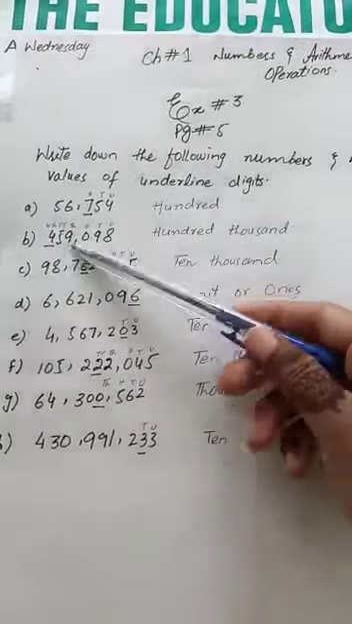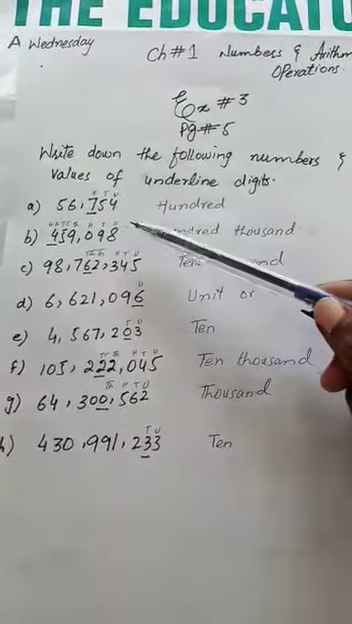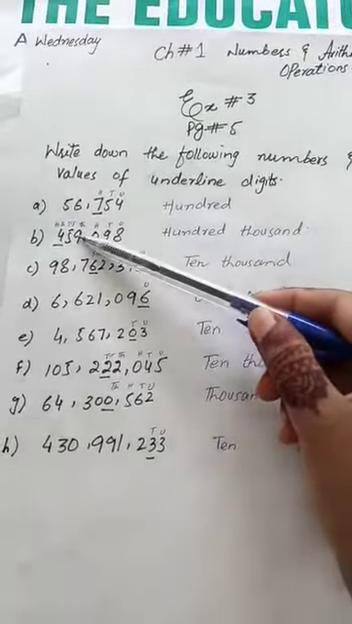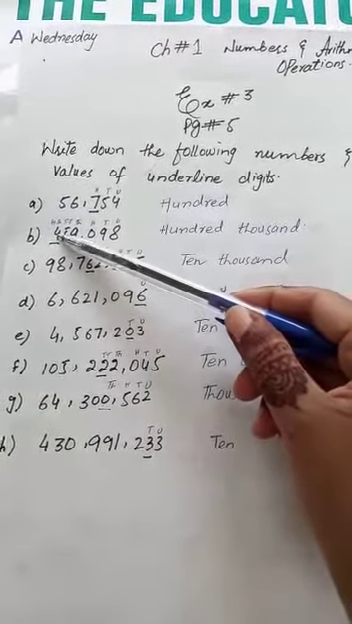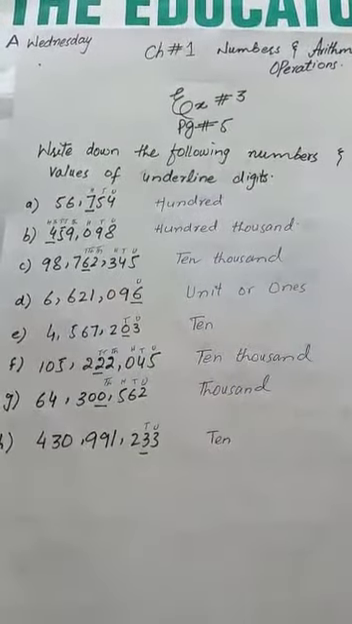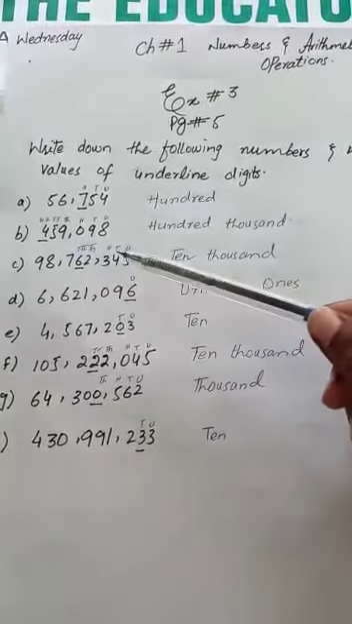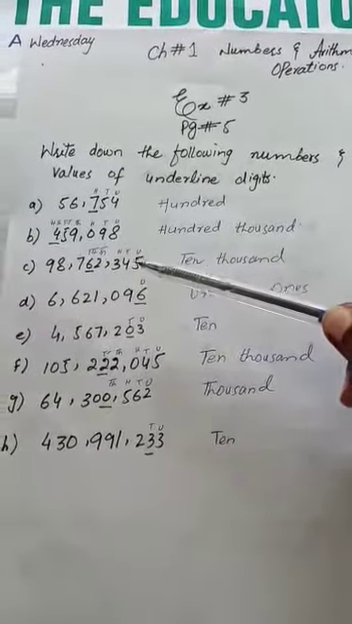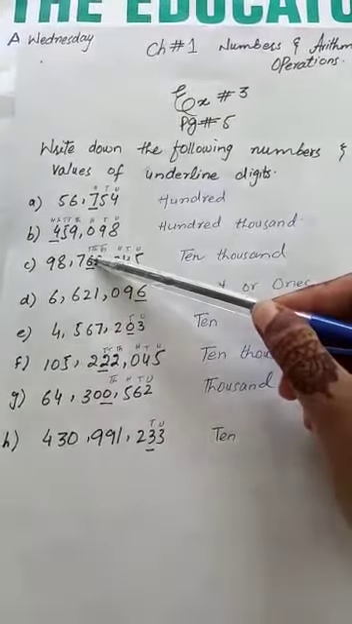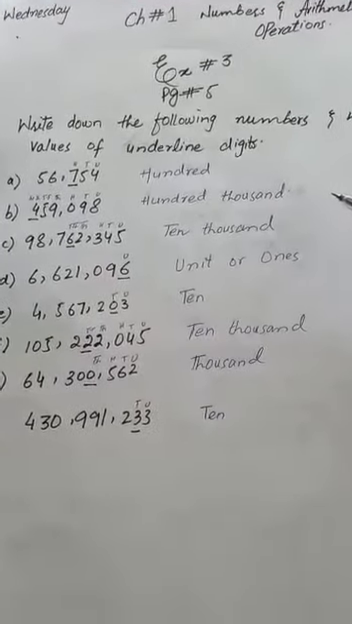In the next part, 4 is the underlined digit. So starting from the right side, unit, 10, 100, 1000, 10,000, 100,000. It means 4 is on the 100,000 place. In the next part, starting from the right side, unit, 10, 100, 1000, 10,000. So 6 is on the 10,000 place.